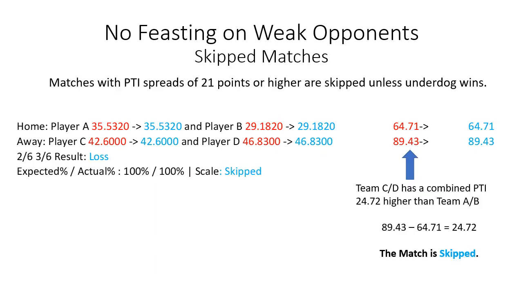The good news is that Uber teams are not required to crush their weaker opponents. Any match with PTI spreads of 21 points or higher are skipped unless the underdog wins. In this case, the home team's combined PTI is 64.71, whereas the away team's is 89.43. The home team is much stronger, as evidenced by the 24.72 PTI rating differential. In this case, the match is skipped.